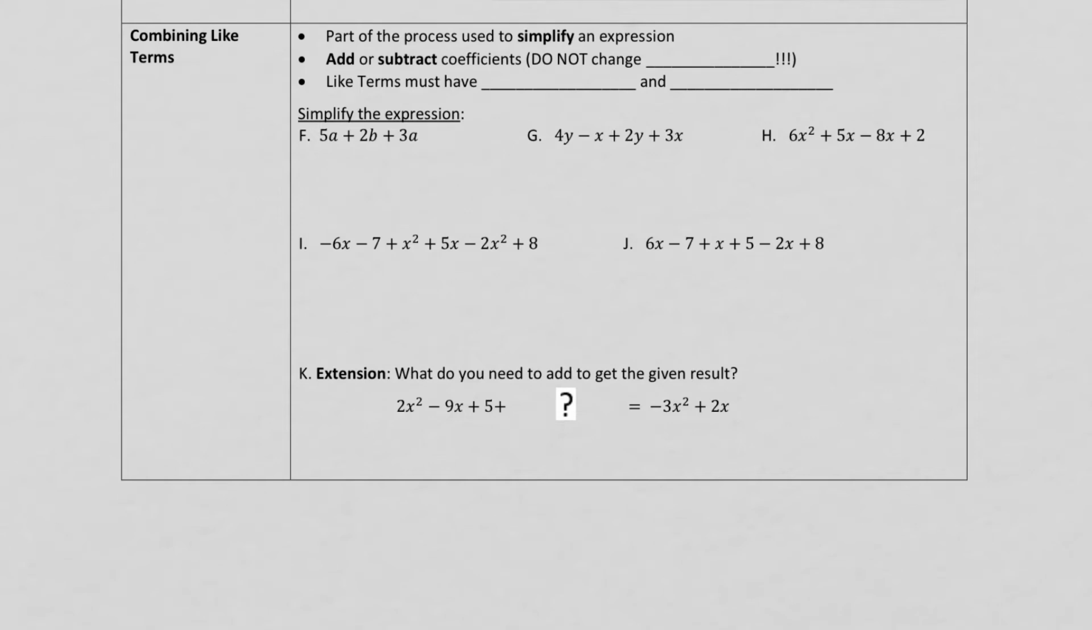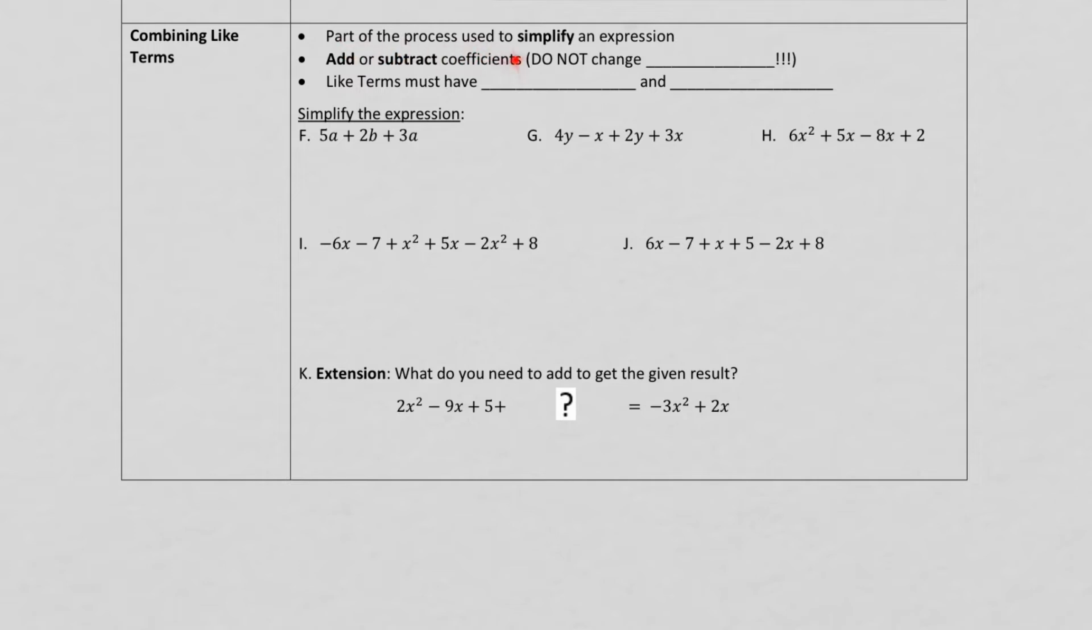Alright guys, so in this part we're going to talk about the idea of combining like terms. Again, this is going to be part of the simplifying process, so whenever you get simplify as an instruction, like here, simplify the expression, you're going to be looking to do this process. So you want to combine like terms. We know what a term is already. So when you combine like terms, you're going to either add or subtract coefficients. Remember that word. So we're going to add or subtract coefficients.